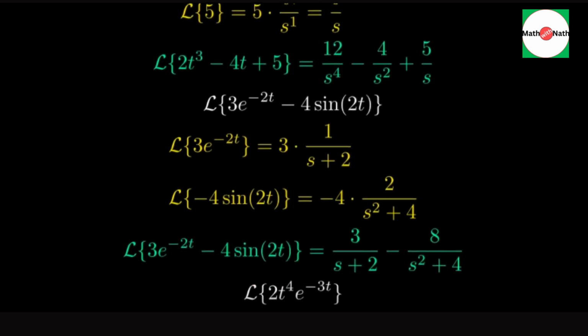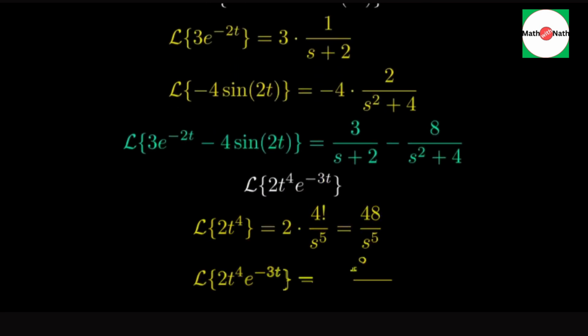Example C. Find the Laplace transform of 2t to the fourth times e to the negative 3t. This uses the shift property. Multiplying by e to the at shifts s to s minus a. Here a equals negative 3. So s becomes s plus 3. First transform 2t to the fourth, which is 2 times 4 factorial over s to the fifth. Then replace s with s plus 3.